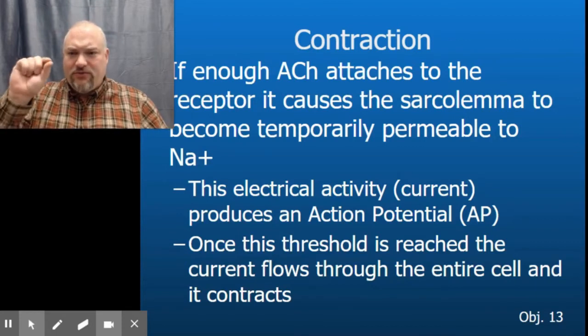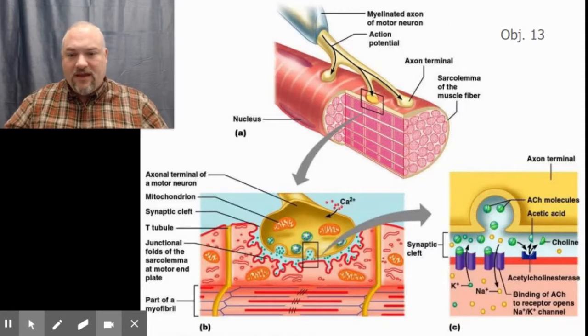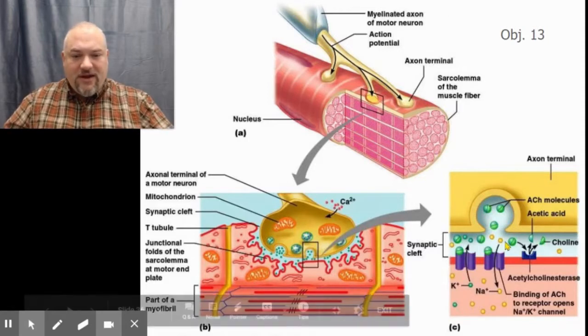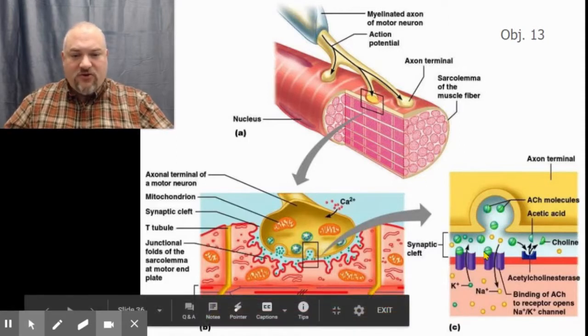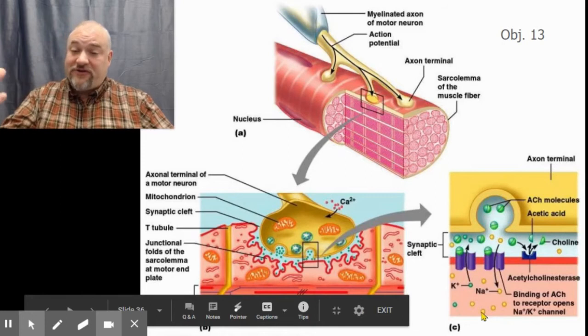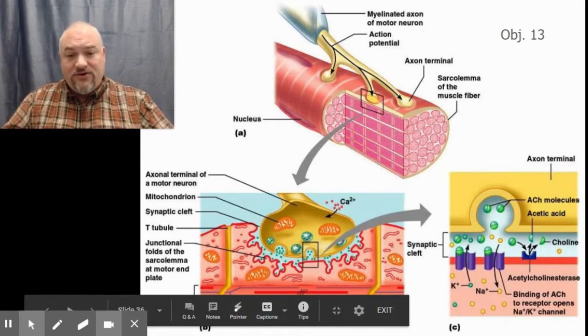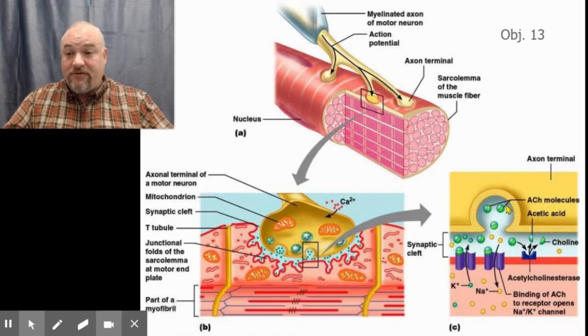And like I said, I'm going to do a drawing and insert that in here either before this or after this. So if we get enough acetylcholine binding to enough of these receptors, we'll get enough sodium and potassium zipping through to generate a strong enough electrical signal. If it's strong enough, it'll cause the rest of the cell membrane to become permeable to sodium, and you'll send an electrical signal down.